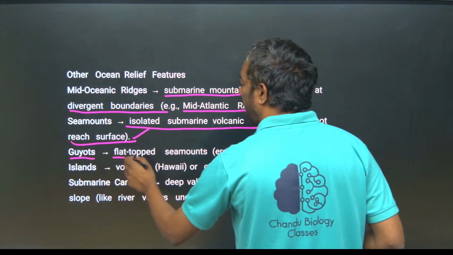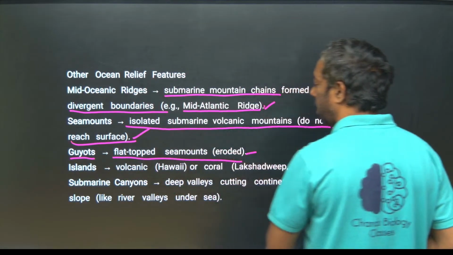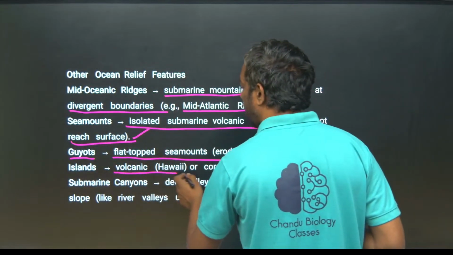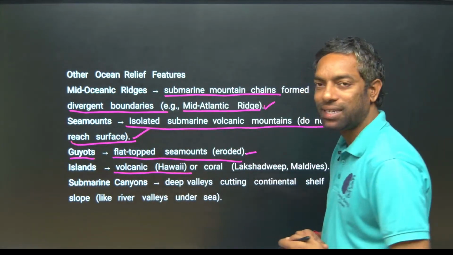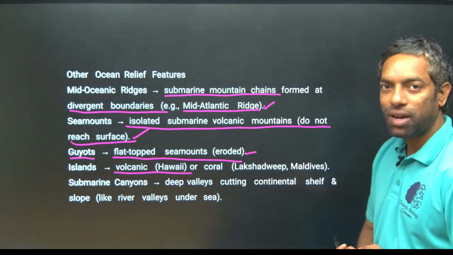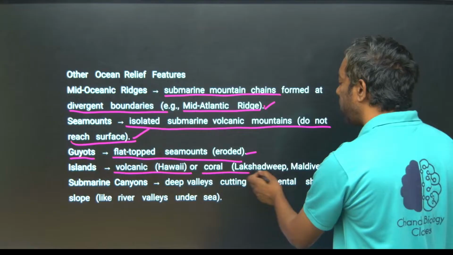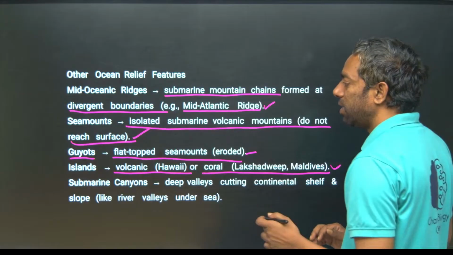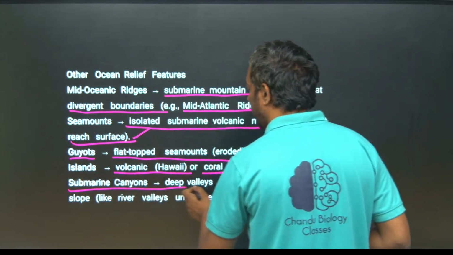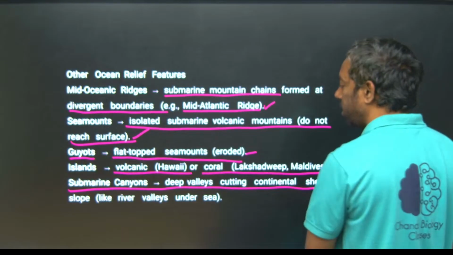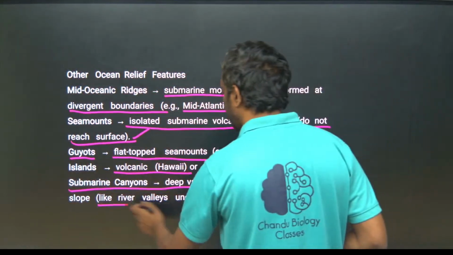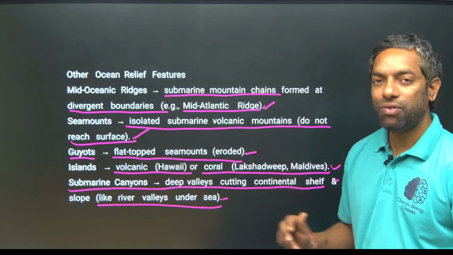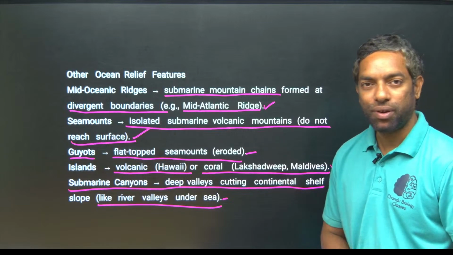Guyots are flat-topped, eroded seamounts. Islands are mainly volcanic, an important example being Hawaii Island. Coral reef islands include Lakshadweep and the Maldives. Submarine canyons are deep valleys cutting the continental shelf and slope, like river valleys under the sea. Just read it, guys, very simple. You have to understand it with the maps.